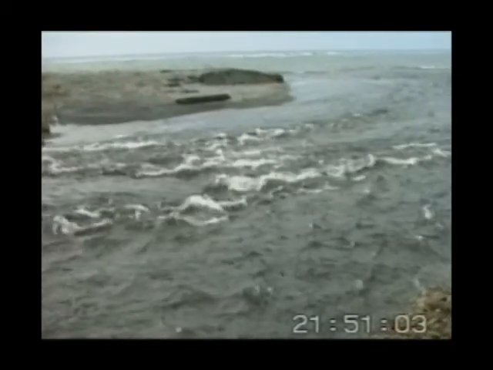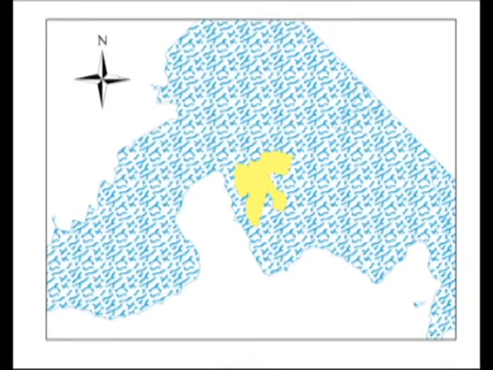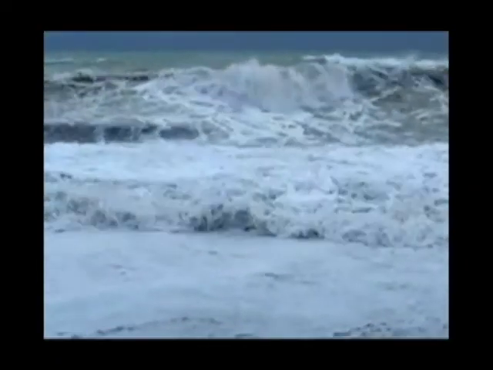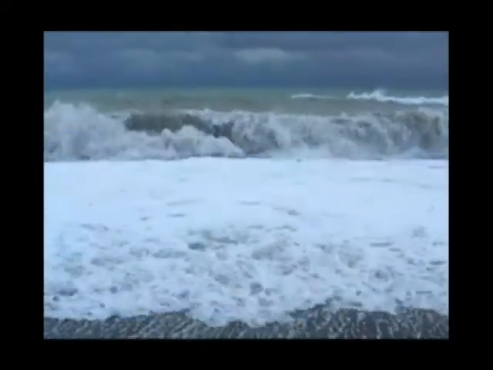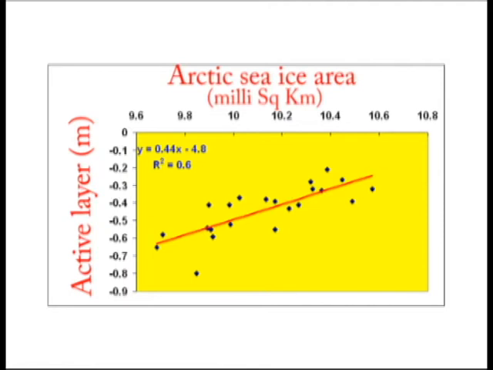What you saw was a theory. Now we want to prove the theory, that is, reduction of sea ice and storms are two causes of making storm ridges. Also, the reduction of sea ice increases the thickness of the active layer.